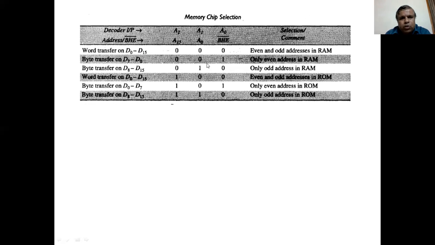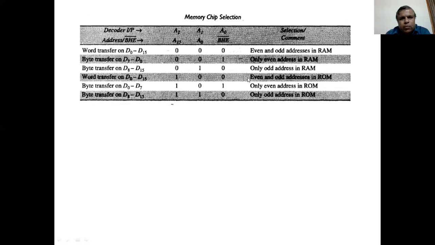So when they are 0, 0, 1, only the even address RAM is selected. Then a byte transfer happens on the D0 to D7 data bus. So 0, 1, 0, only the odd address RAM is selected. Then a byte transfer on D8 to D15.